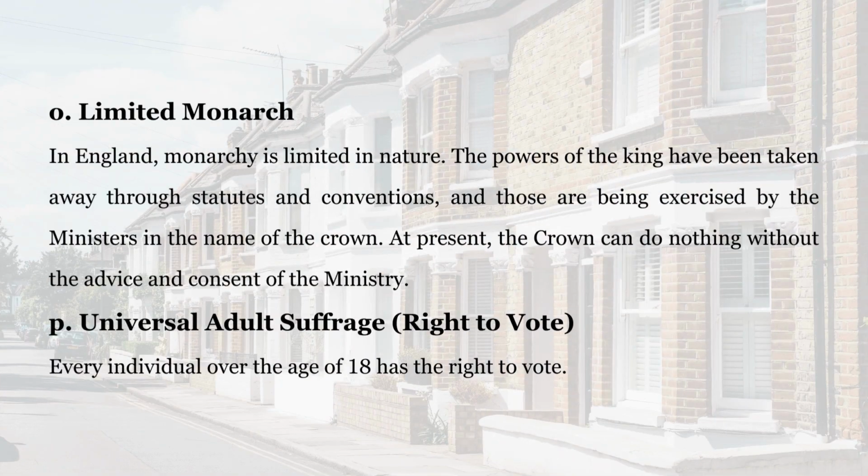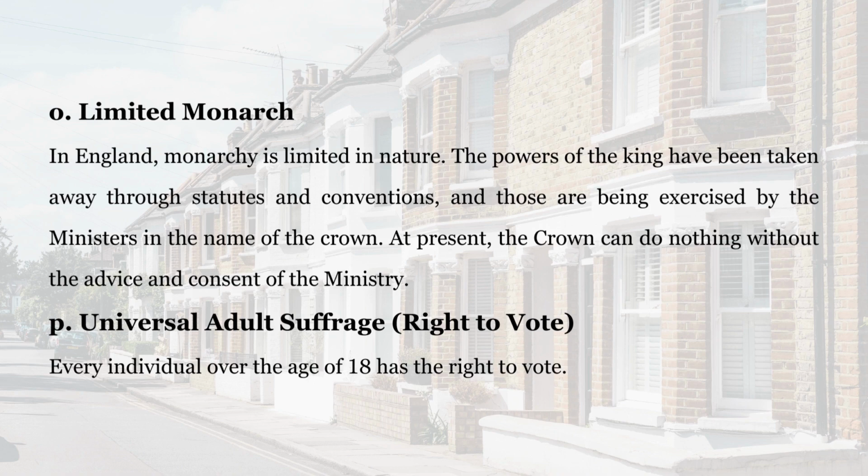O. Limited monarchy. In England, monarchy is limited in nature. The powers of the king have been taken away through statutes and conventions, and those are being exercised by the ministers in the name of the Crown. At present, the Crown can do nothing without the advice and consent of the Ministry. P. Universal adult suffrage, right to vote.